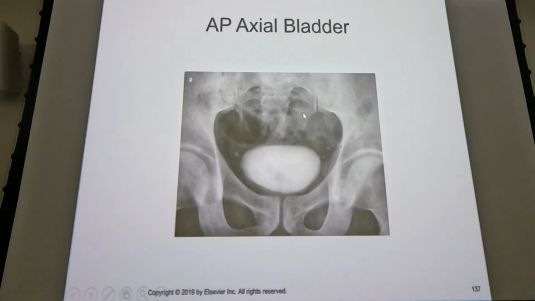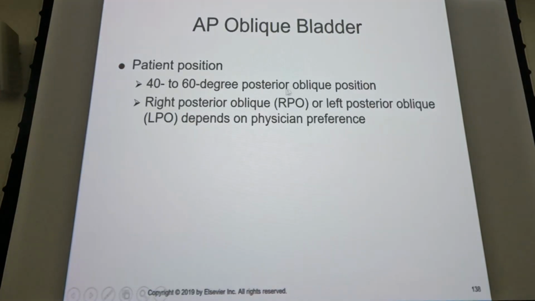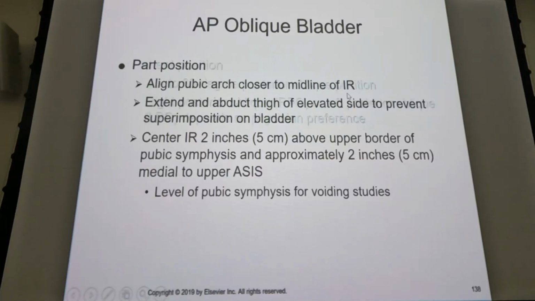All right, so you can see in the axial we've got separation between the anterior pelvic bones and the bladder. I think I said 30-degree oblique in the bladder, so it starts at 40 to 60 degree oblique. So you can see where the insertion is on the posterior inferior portion of the bladder.